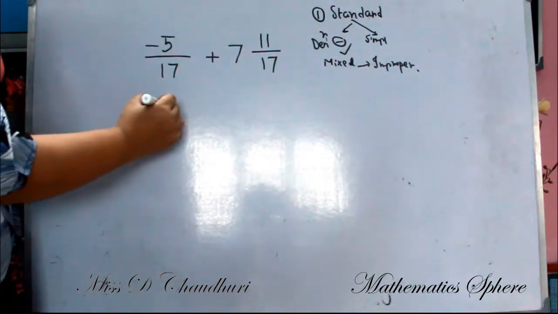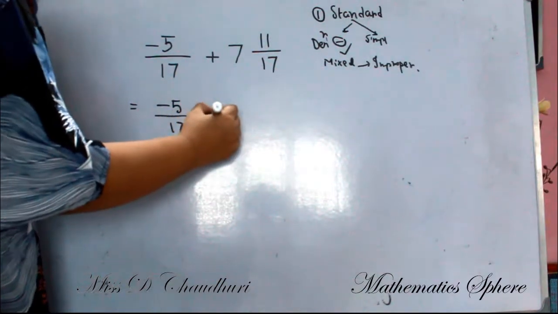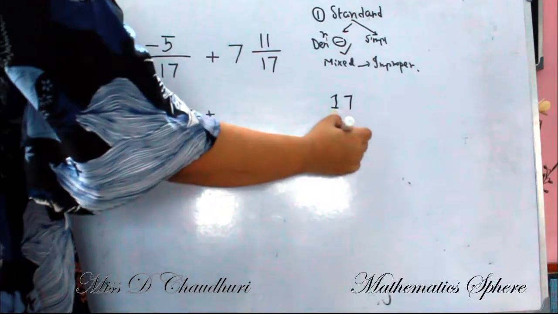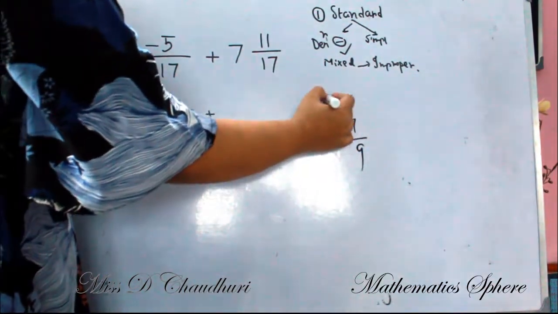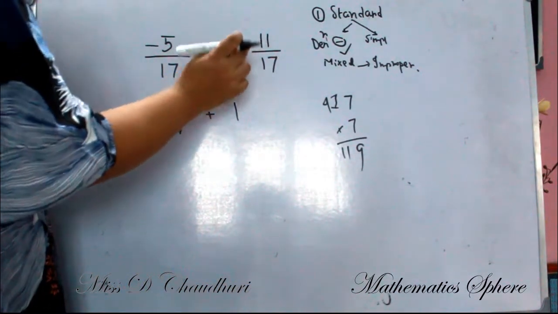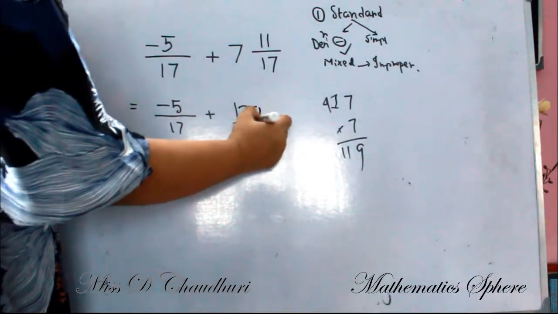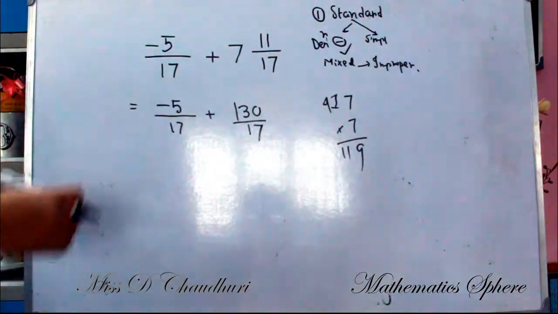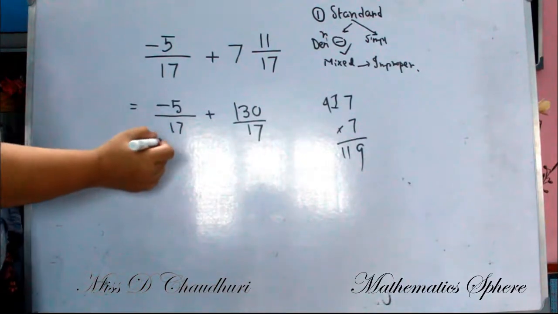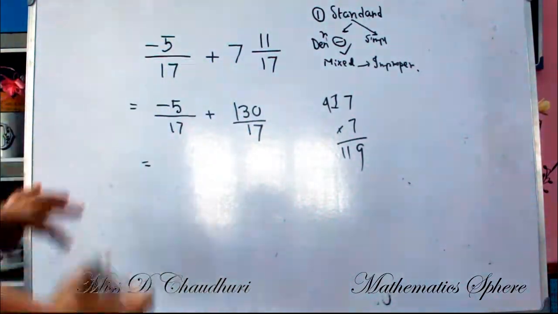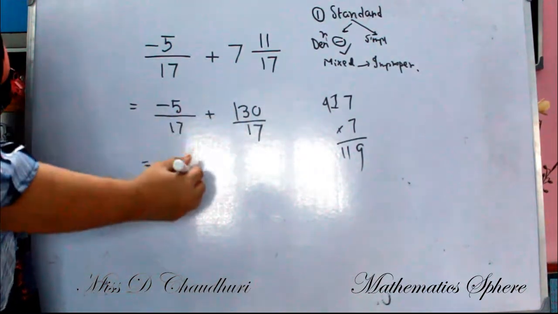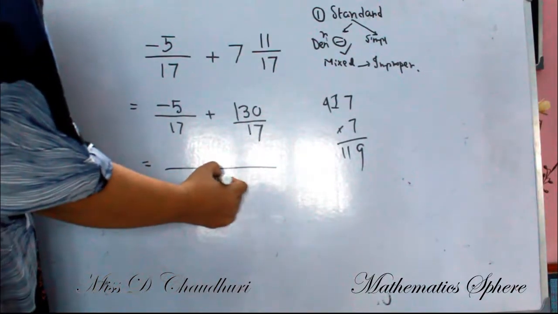So this will be equal to minus 5 by 17 plus, and here 17 into 7 is 119. So this is 119 plus 11, which is 130 by 17. Now both of these are in standard form. Now we are going to see whether the denominators are the same or not. If the denominators are not the same, then we will have to take the LCM, but here fortunately the denominators are common, so we will take the denominator common.